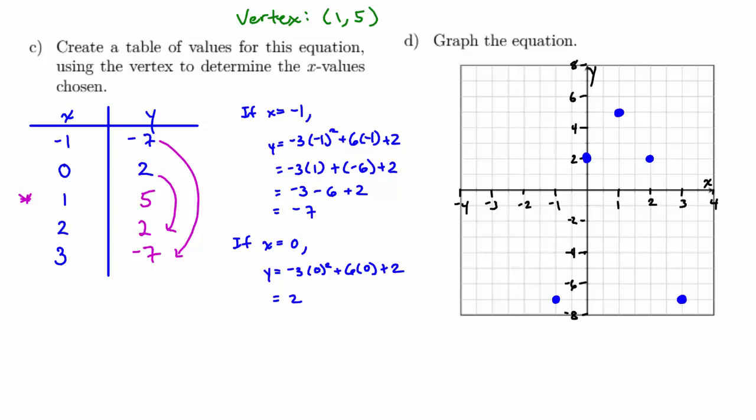And now that I have each of these points graphed, I'll connect them with a smooth curve that opens downward. And adding arrows to the end to show that this graph continues downward, that completes the graph of this parabola.